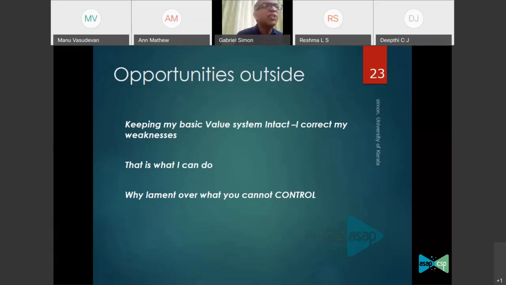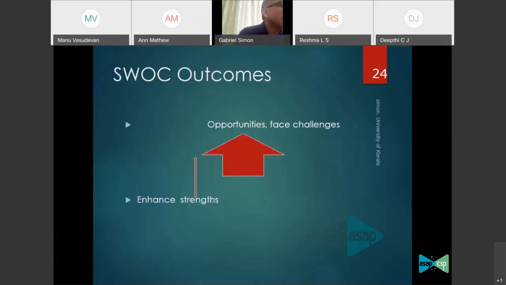To slide number 24. Now, this is what happens. You have your strengths. When you consistently add on to that, the last slide we were looking at 10 plus 1, 10 plus 1, it becomes 11, 11 becomes 12, 13. Slowly, one by one, you take stock. You move cautiously up and up. What you see outside is opportunities. It is not just opportunities. It could be the strength to face challenges.